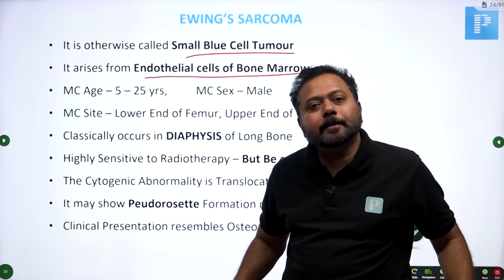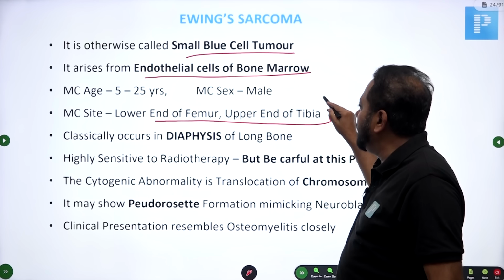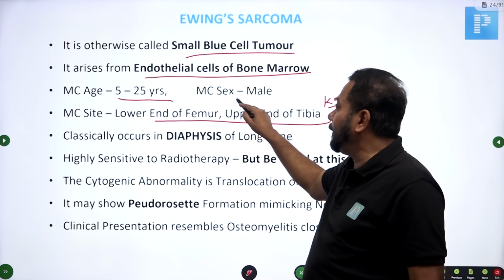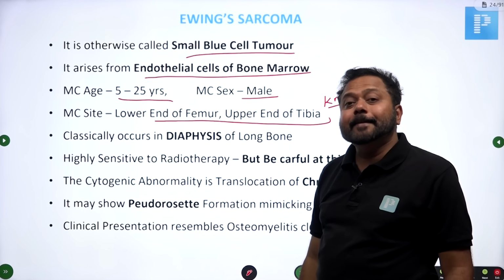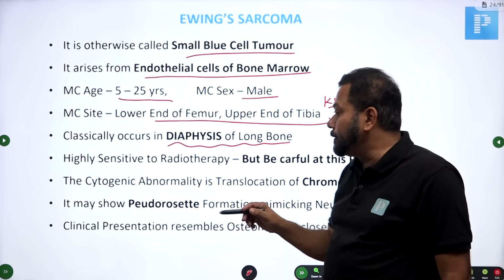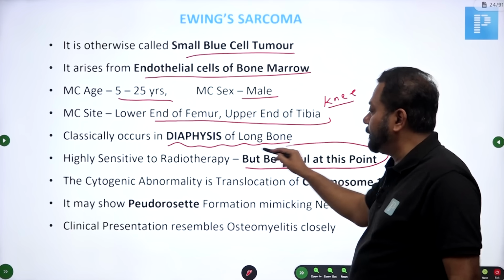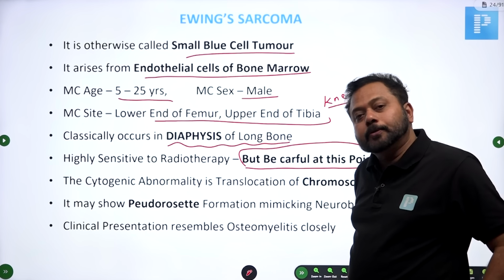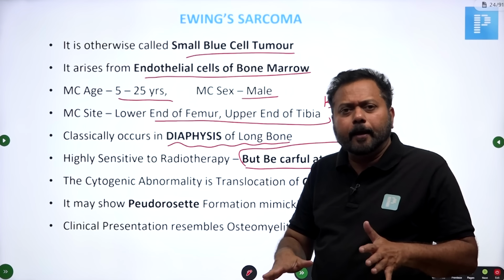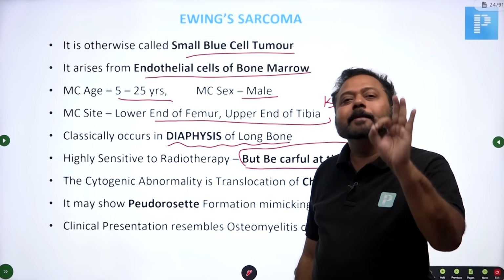So the most common site of Ewing sarcoma is again lower end of femur, upper end of tibia, that is knee joint. See, the age is 5 to 25, male sex. Classically happens in diaphysis. Already I told this point. Highly sensitive to radiotherapy, but be careful at this point. It is radiosensitive. The Ewing sarcoma, when you give radiation, it will melt away, but again it will come. So the definitive treatment of choice is not radiotherapy, it is surgery.